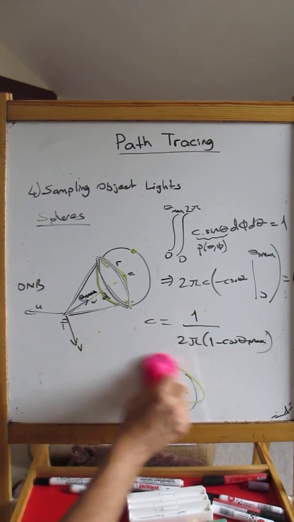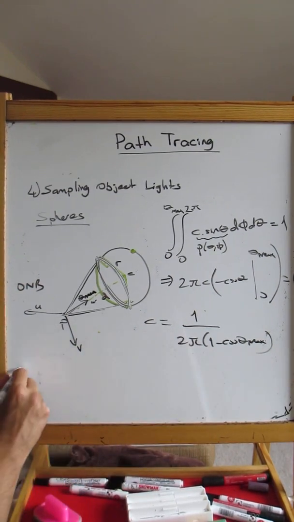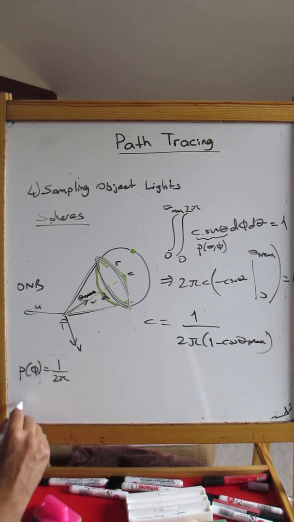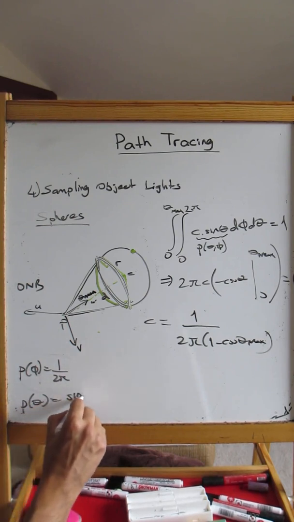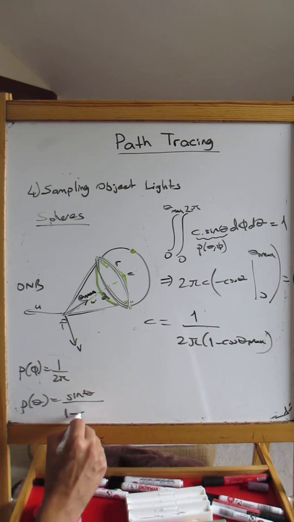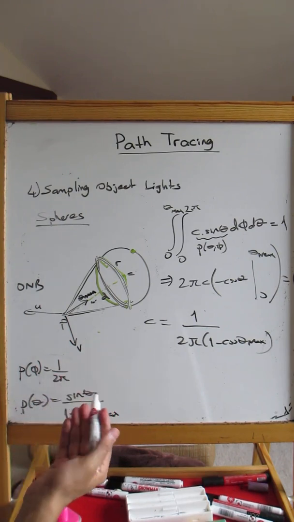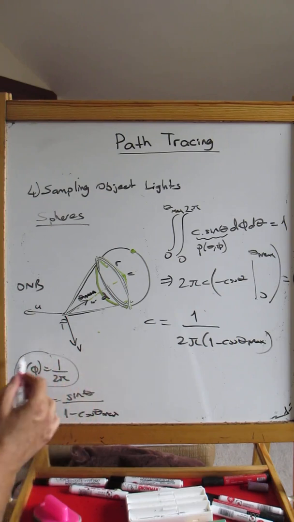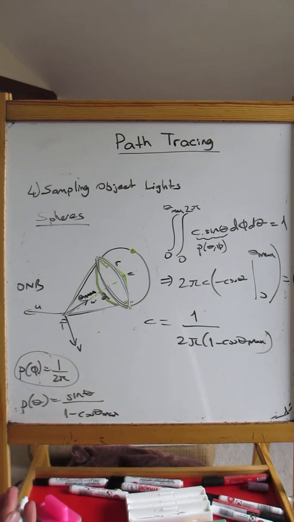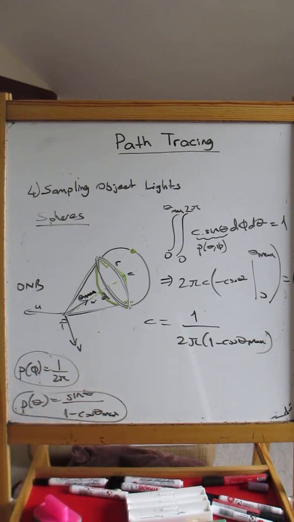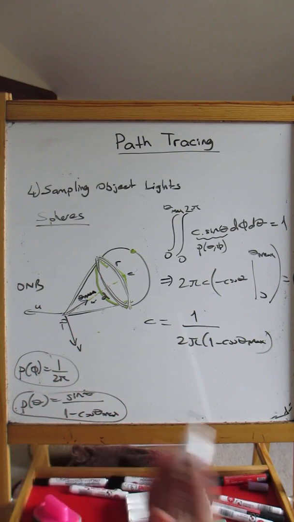Okay, so let me write again one more time. p(phi) is equal to 1 over 2 pi, okay, and p(theta) is equal to sin theta divided by 1 minus cos theta max. Okay, now, well, we know how to uniformly sample this probability, right? But what we don't know is how we can uniformly sample from here. So we use the same procedure. We compute the CDF and then we invert the CDF.